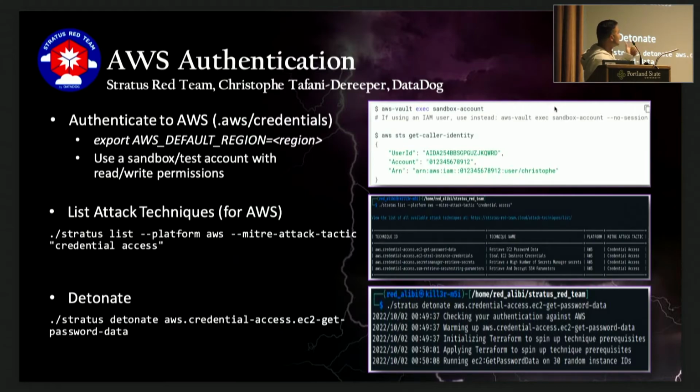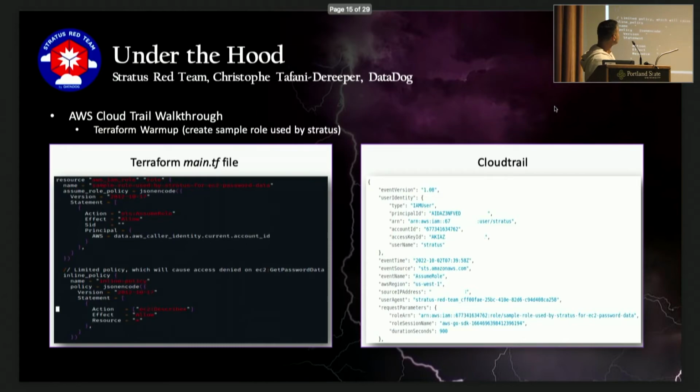So it's as easy as having an AWS account ready to go. You can list all the attack techniques that are available, and you just detonate it. That's as easy as it gets. There's no extra fluff that you have to add to it.